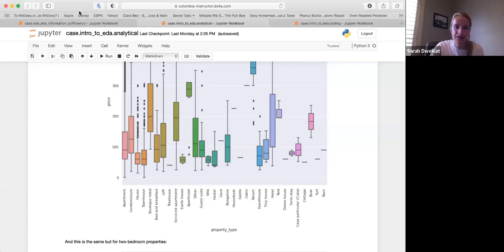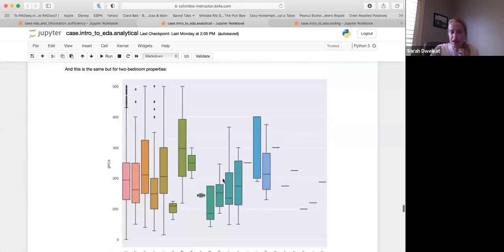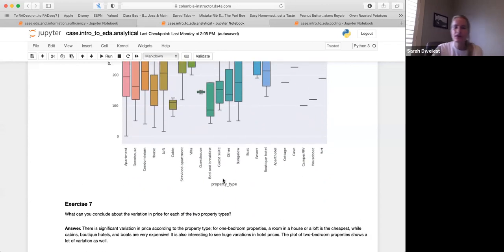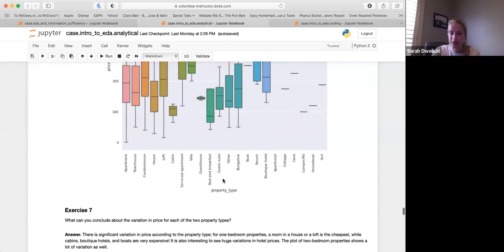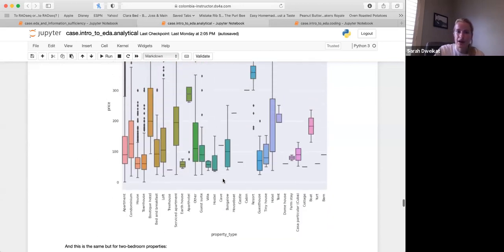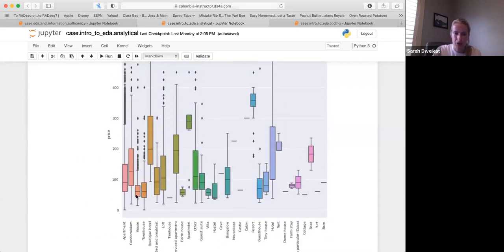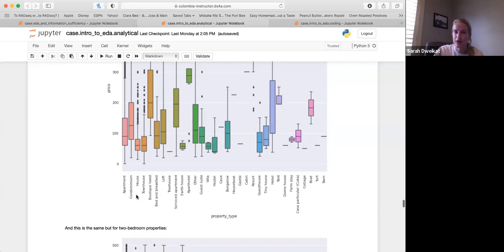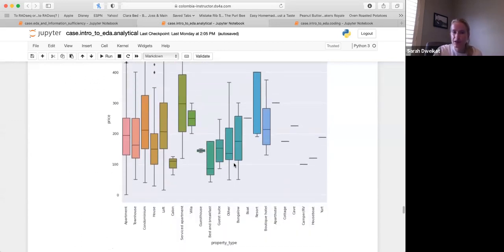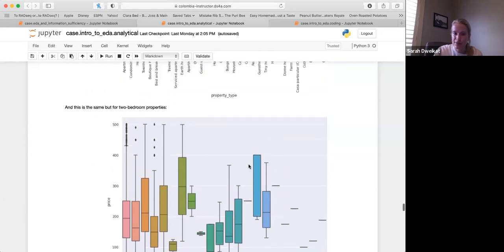Okay, so let's discuss 2 bedroom versus 1 bedroom properties. We do have pretty significant variation, honestly, for all of these. We see a lot of variation for apartments, for condominiums, for these things that we can compare. We do see quite a bit of variation.